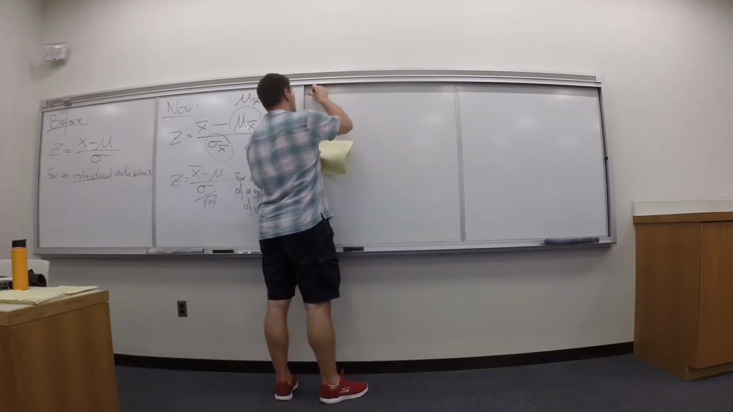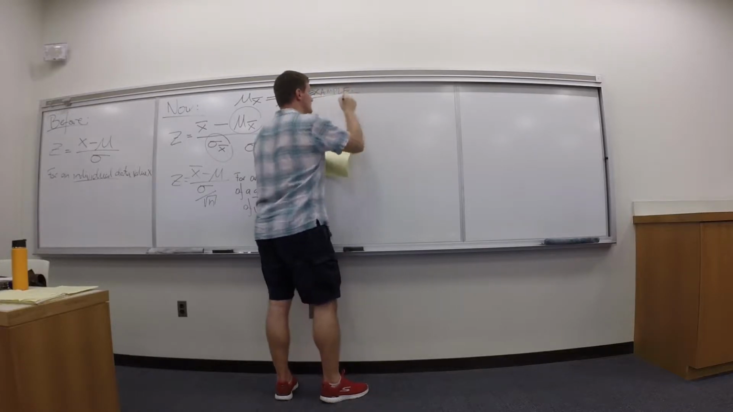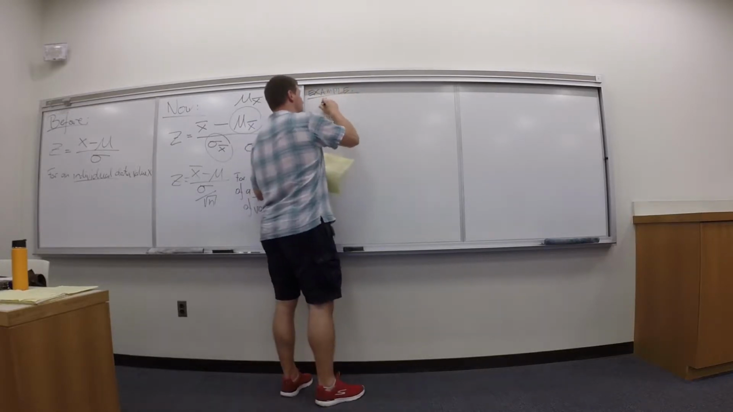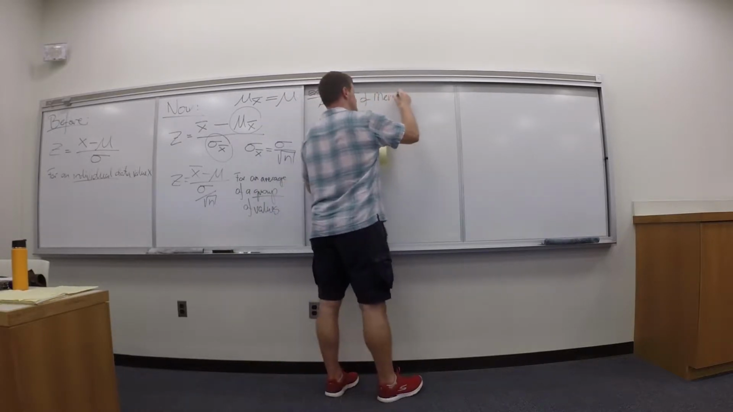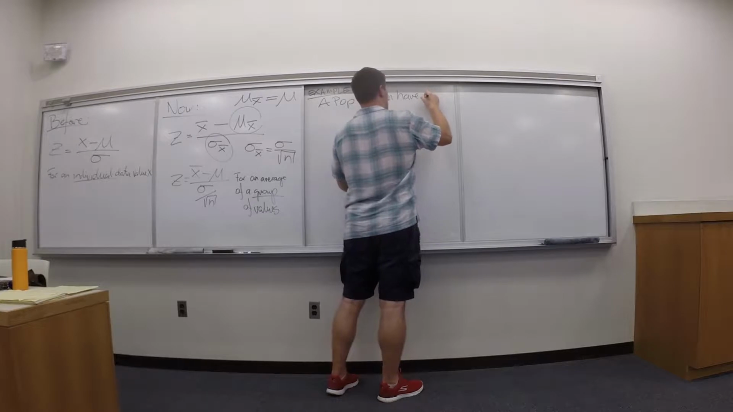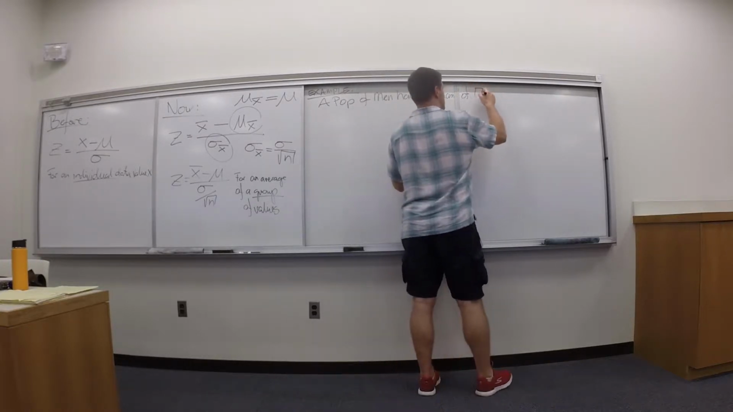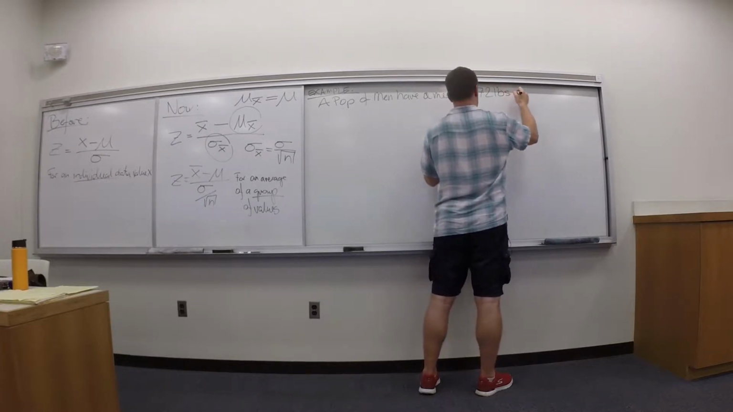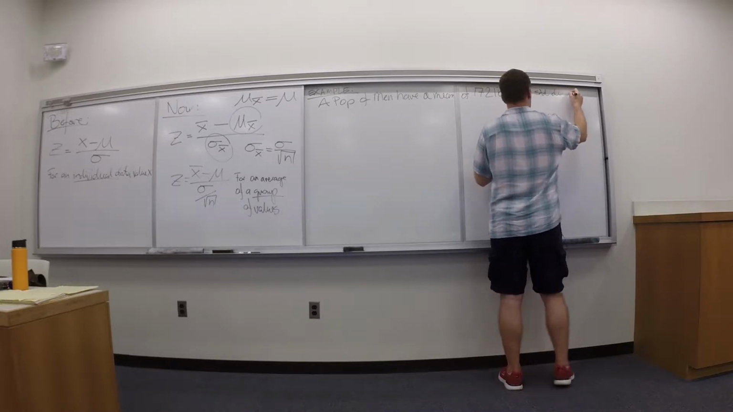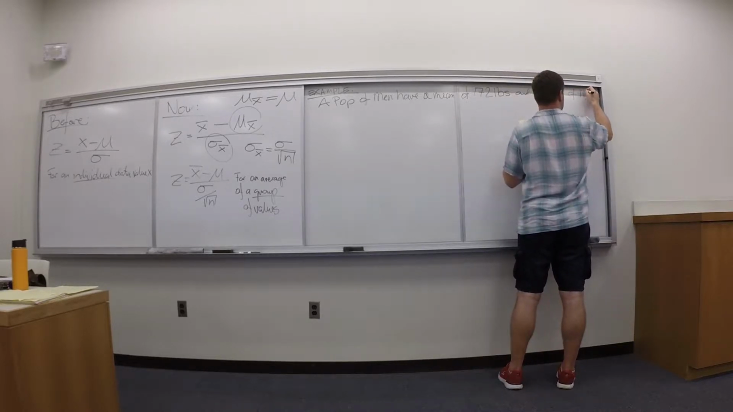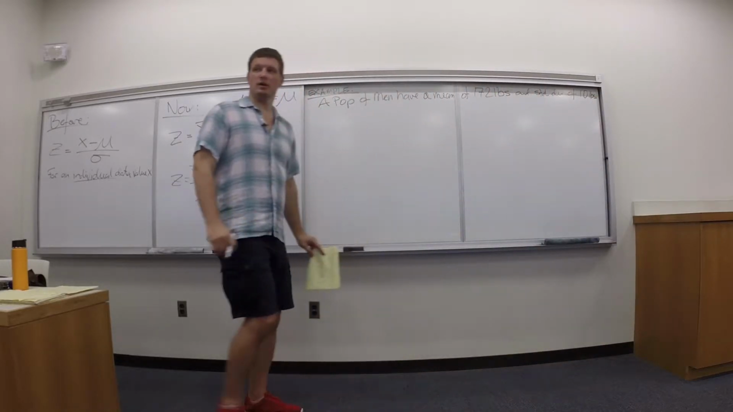So the example looks like the following. A population of men have a mean of 172 pounds and standard deviation of 10 pounds. So that's the premise of the problem.